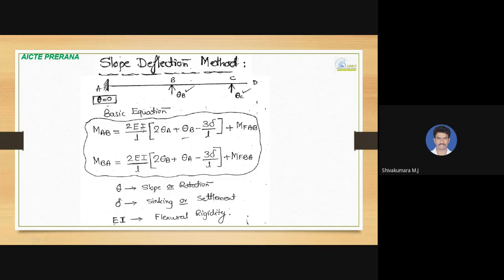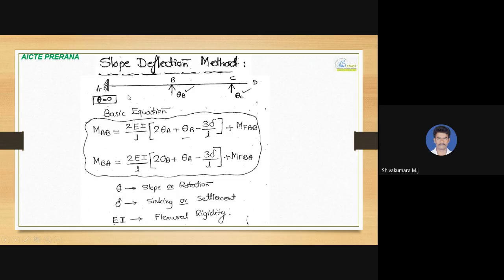MFAB, plus E and I value, if given, you can substitute or directly maintain as per the given data. 2 theta A, rotation at A, plus theta B, rotation at B, plus 3 times delta by L, where delta is the sinking or settlement and L is the span of the beam. So that is moment at A with respect to B, that is MAB.